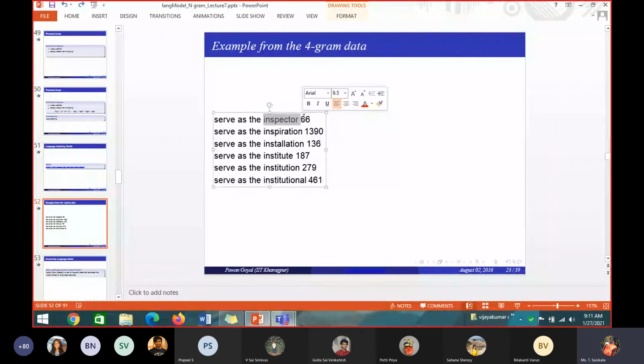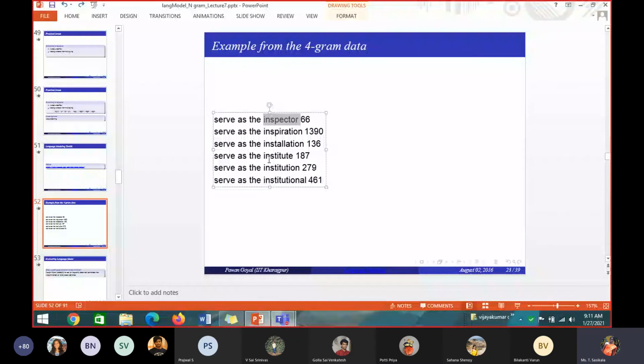Given w_i, what is w_i minus 1? The previous 3 words are "serve as the". So, given "serve as the", what is the probability of "inspector", and how many times does it occur? Given "serve as the", how many times does "installation" occur in my corpus? Given "serve as the", these 3 words. So it is a 4 gram data.